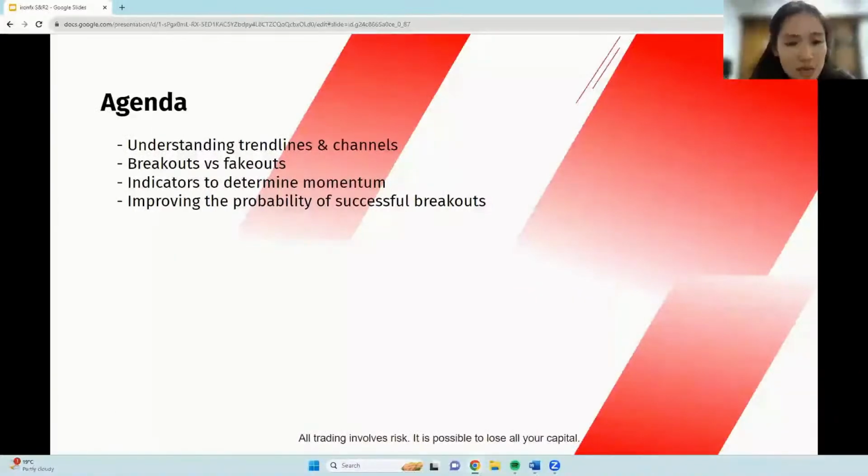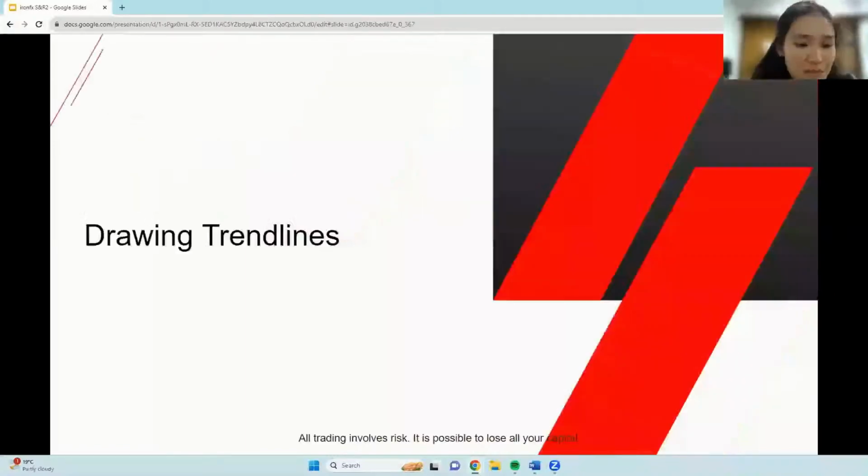So here's our agenda for today. We're going to understand what makes a valid trend line and trend channel, what exactly are breakouts and fakeouts, and we're going to look at some indicators to determine momentum and look at improving the probability of successful breakouts. Okay, so let's start off with trend lines.